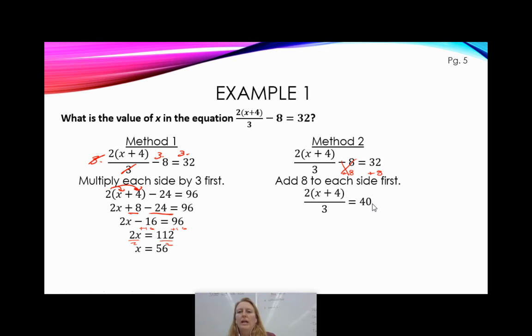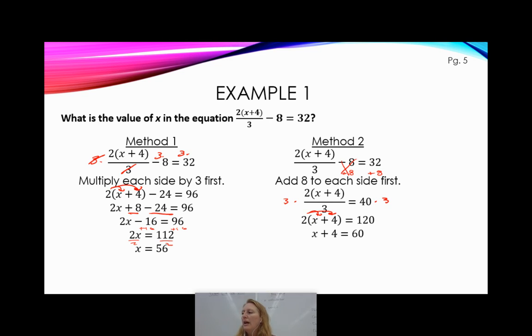And at this point, yeah, I want to undo this division. We undo division with multiplication. So multiply both sides by 3. So I now have 2 times the quantity x plus 4 equals 120. And then I'll go ahead and I'll distribute.